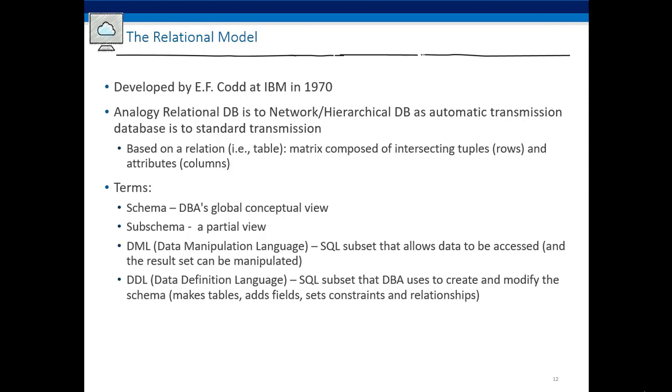So a relational database is based on the concept of a relation, a table, and it's a matrix. Matrix is another name for table of intersecting tuples and attributes, or rows and columns. That's what a table is, right? Rows and columns. Some terms, this is a review from last week. A schema is a DBA's global conceptual view. A subschema is a partial view.